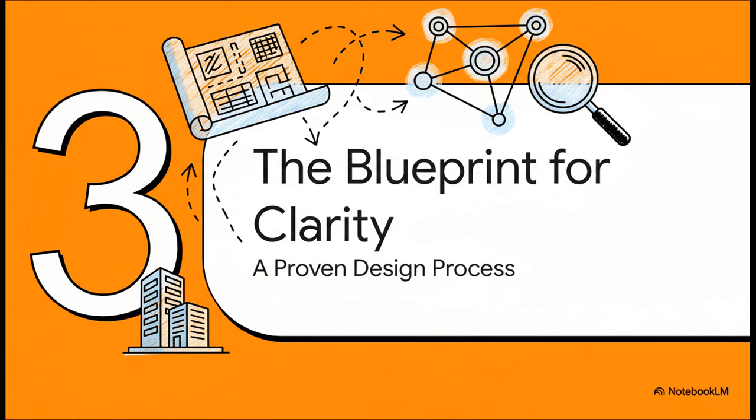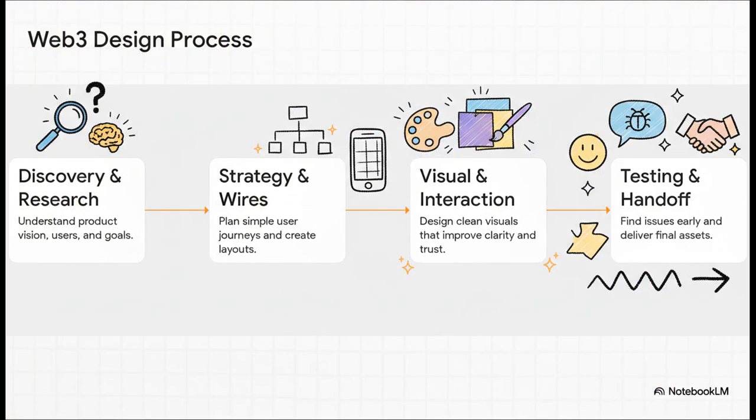But here's the thing. Achieving that kind of clarity doesn't just happen by magic. It's the result of a deliberate and proven process. Think of it like a blueprint for building Web3 products that people will actually love to use. And that blueprint usually breaks down into 4 key stages. It all starts with discovery and research. That's where you really get into the user's head and understand their pain points. From there, you move into strategy and wireframing to map out the simplest possible journey. Only after that do you get into the visual and interaction design. And then comes the absolutely crucial final step, usability testing, before a clean handoff. It's a structure built to find and squash problems long before they ever reach a real user.